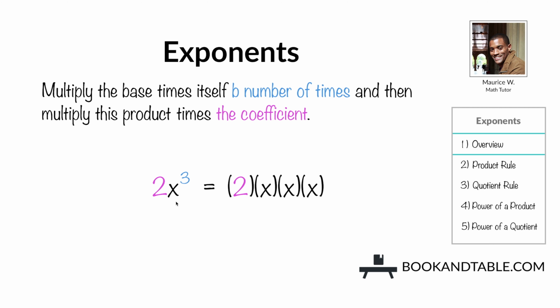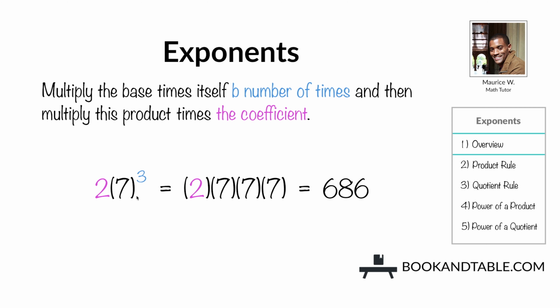If the base is a number, 7, you multiply 7 times itself 3 times, 7 times 7 times 7, and you take that product and multiply it times the coefficient 2, and that would have a total value of 686. But this is just an example of how the exponent relates to our base and how those relate to our coefficient.